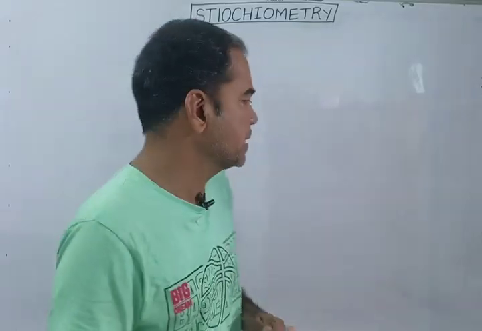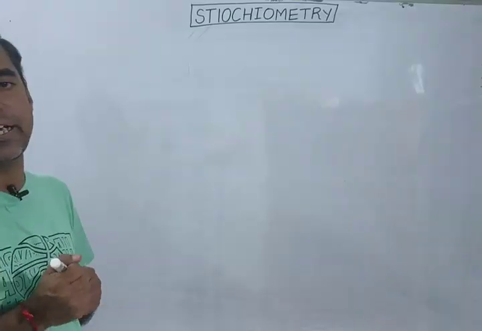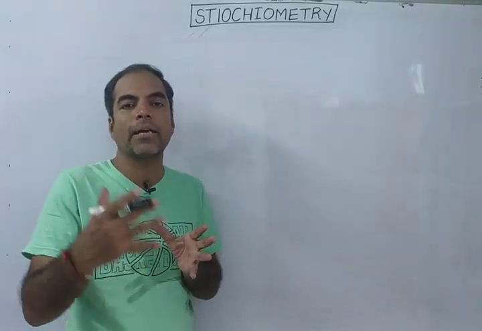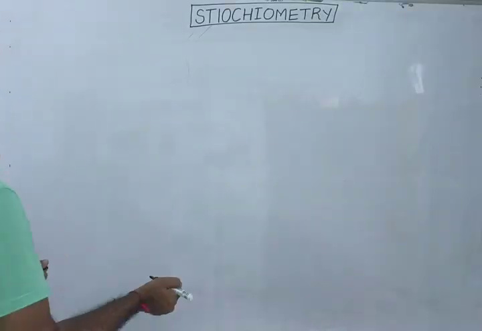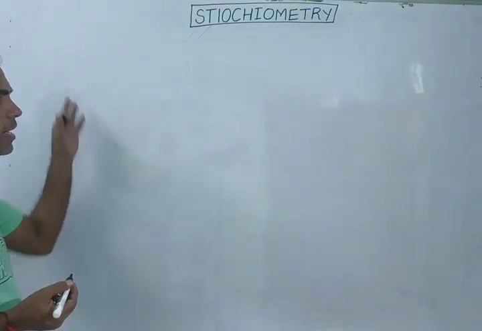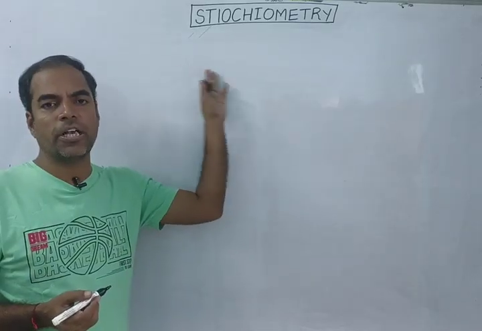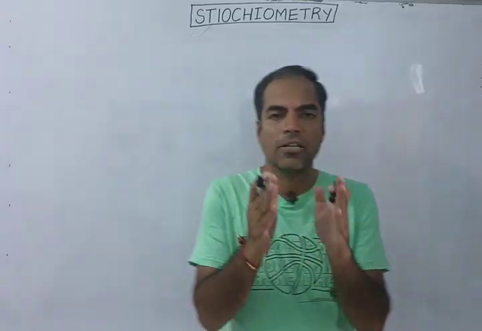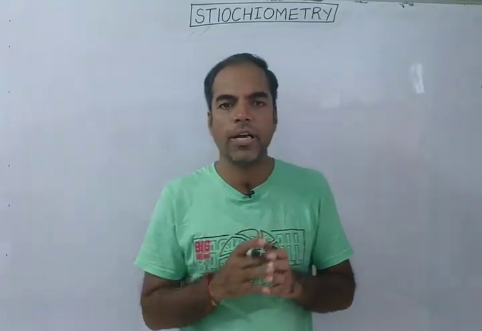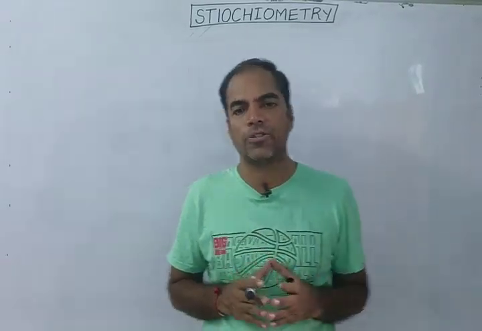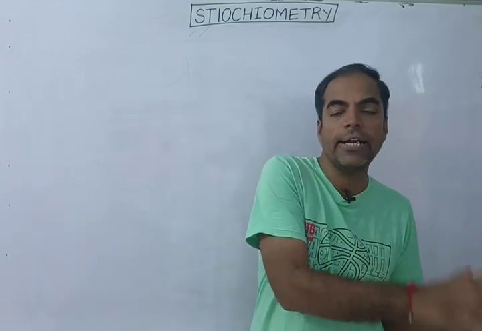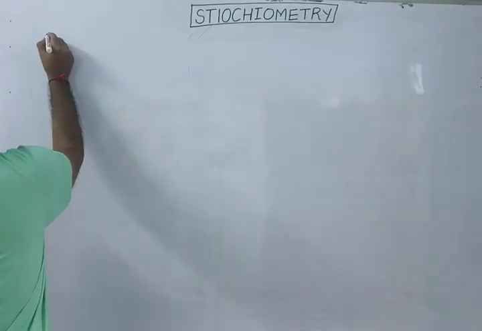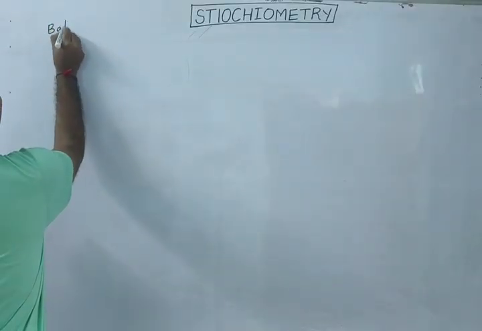Now let us discuss how we can balance a chemical reaction. What steps should we follow to balance a chemical equation? First of all, when a redox reaction is given, you have to classify the redox reaction into an oxidation half reaction and a reduction half reaction.